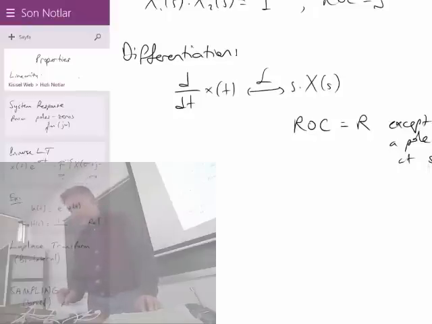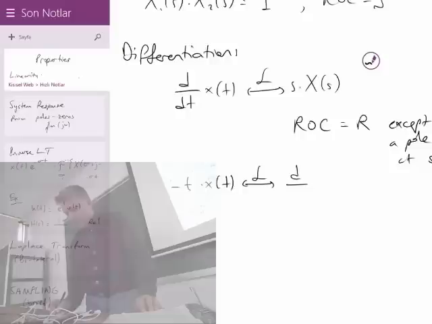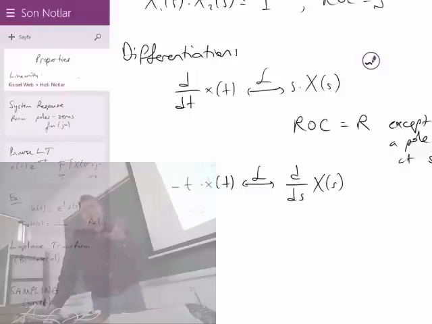There is another differentiation property in the Laplace domain this time, and that is a headache. You have to understand why it's a headache. Minus t times x of t has a Laplace transform d by ds of X of s. So it also gives us an idea about the duality property.